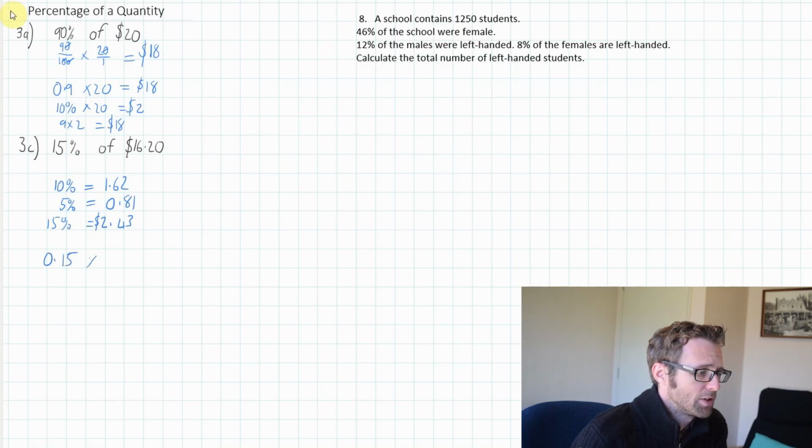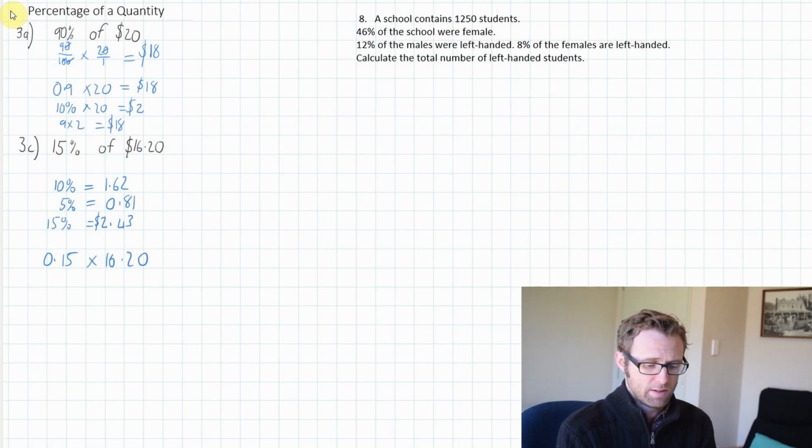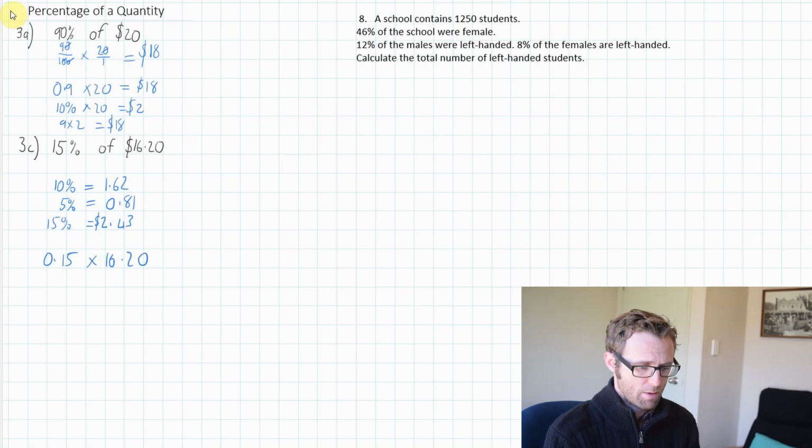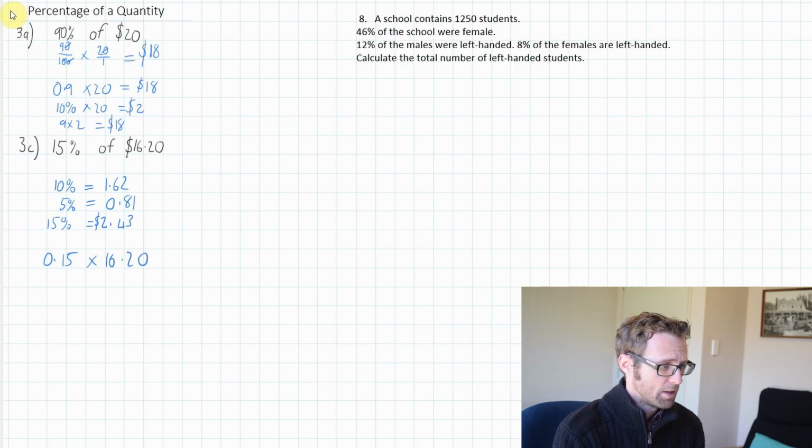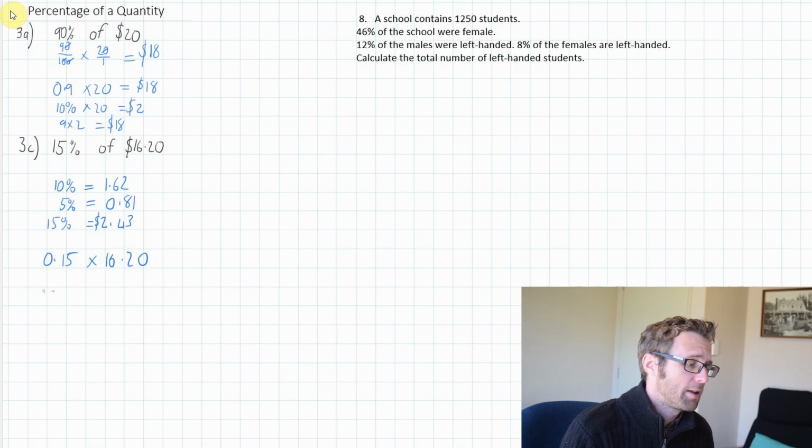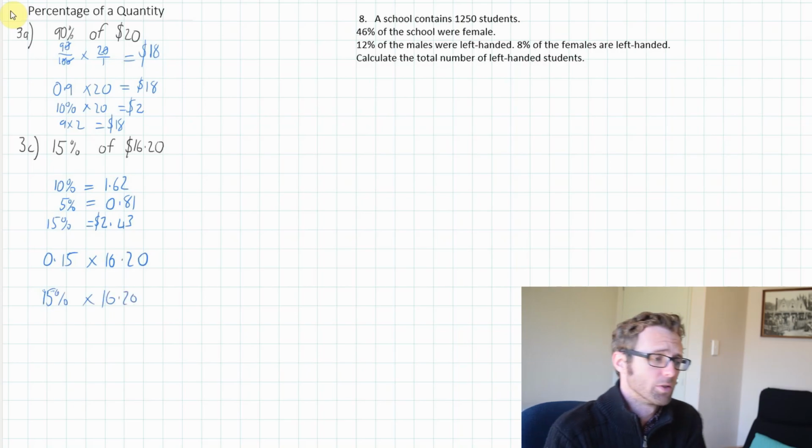Now another way of doing it is just to type into your calculator 0.15 times 1620. If we do that, we'll get the same answer. The calculator may come up with a fraction like 243 over 100, but that's $2.43. Another way is to write 15% times 1620 on the calculator. So there are multiple ways of solving these.